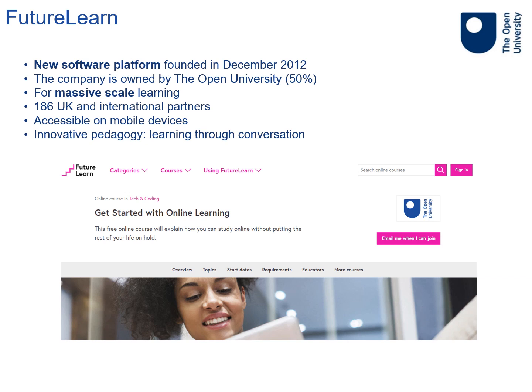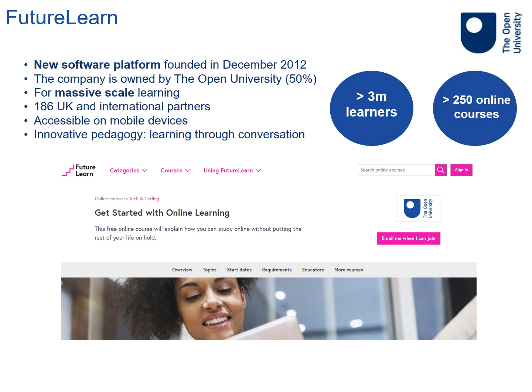FutureLearn is the MOOC platform created by the OU in 2012. Nowadays half of it is owned by the Open University. It is for MOOCs, so massive scale learning, and has a total of more than 186 UK and international partners providing MOOCs on FutureLearn. You can access it through mobile devices, and it is designed to learn through conversation, and that's the FutureLearn paradigm of studying and learning. It has more than 3 million learners and more than 250 online courses at this point.